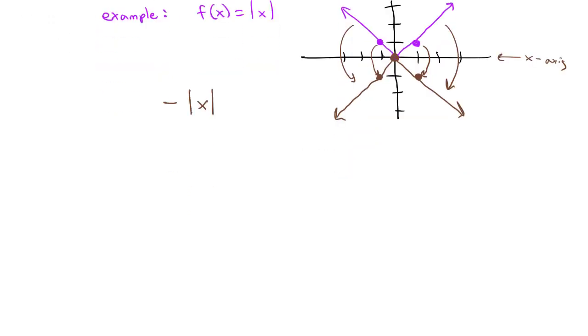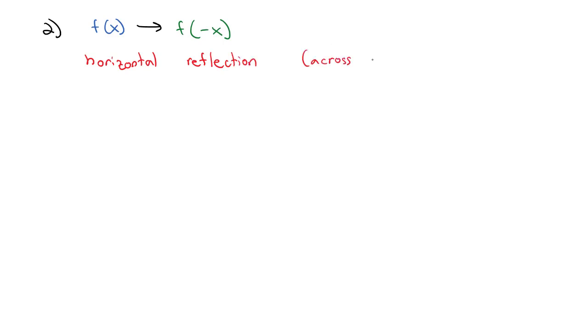Now we could put the negative just in front of the x. If I've got the function f of x, and then I change it to just put a negative in front of the x, that's going to flip the domain. That's going to become a horizontal reflection. In other words, it's going to go across the y-axis.